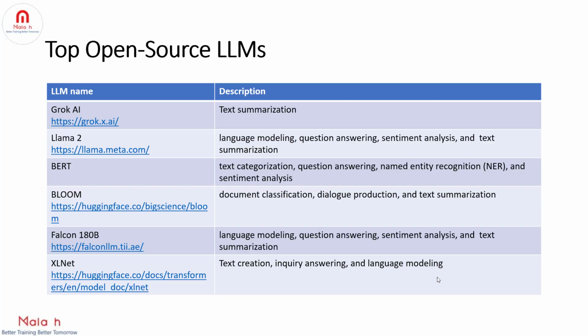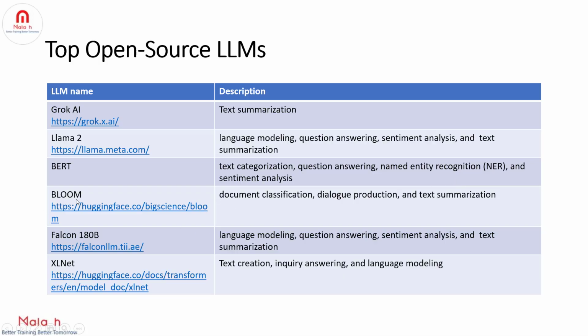Now let's see the top open source LLMs. The first one is Grok. Here I've provided the URLs also. Grok is best used for text summarization, and the next one is Llama 2. This is best used for language modeling, question answering, sentiment analysis, right, and text summarization. And BERT is used for text categorization, question answering, named entity recognition, NER, and sentiment analysis.